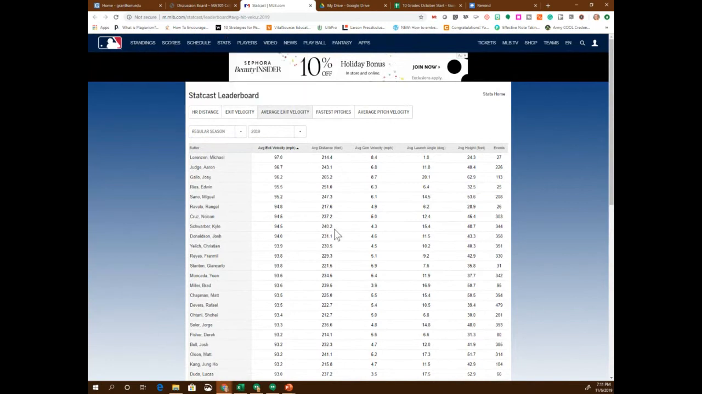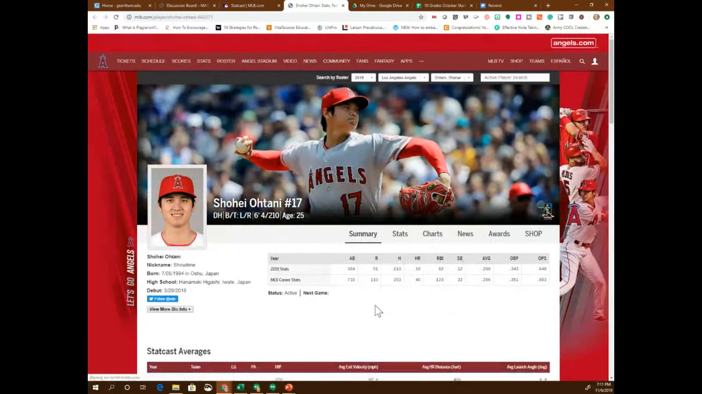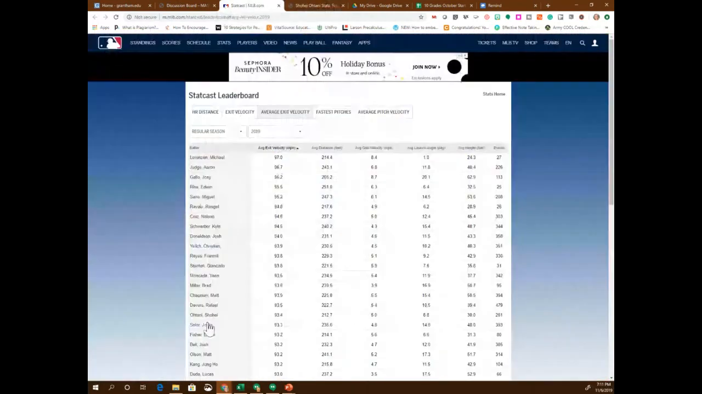But you can go into more detail if you want. Baseball is great because they give you all these numbers. If I click, you can even get some information about the player, and then they give you even more information. But what we really want is exit velocity. So you're just looking for this number here, 93.4 miles per hour.